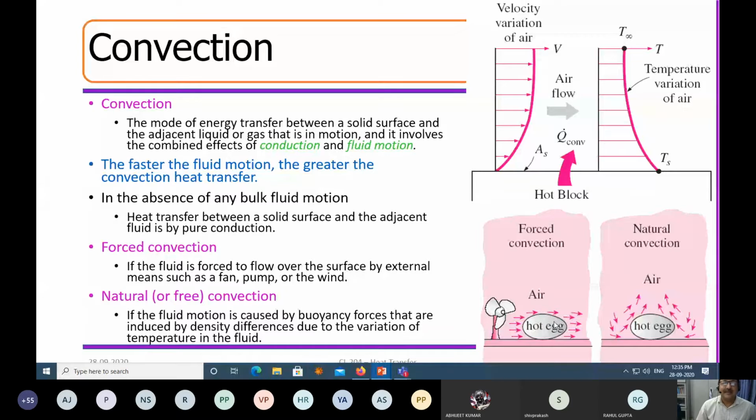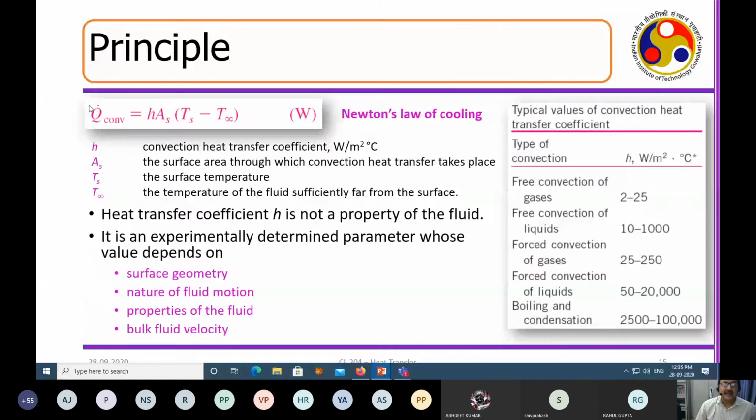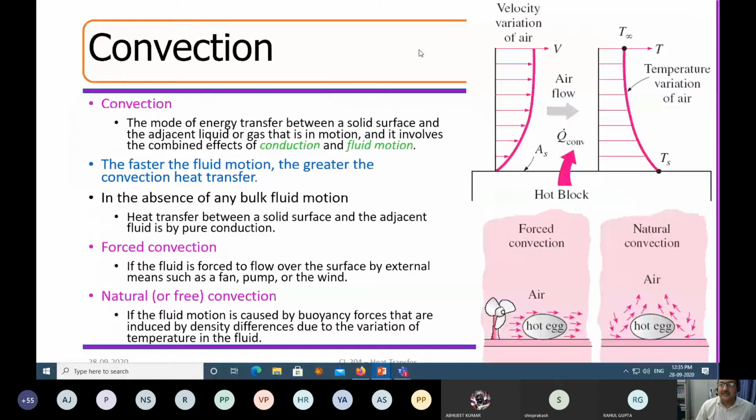And this heat transfer is described by Newton's law of cooling, which says that the heat transfer is proportional to H A delta T. What is H? H is the heat transfer coefficient. H is the heat transfer coefficient in the boundary layer, that is, the boundary layer that is sticking on the solid surface, but this is in the liquid domain. So convection is always happening in the fluid. Convection is not happening in the solid.